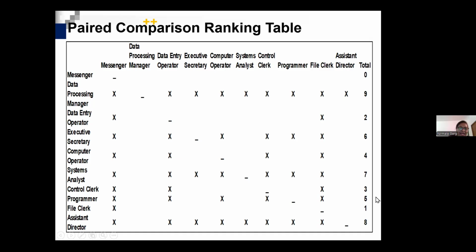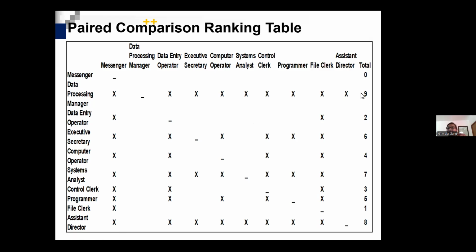So let us take assistant director. It's higher than how many jobs? Can you see it is here? 1, 2, 3, 4, 5, 6, 7, 8. So it is higher than 8 jobs. Which is the highest job here? Data processing manager. So now by using a paired comparison method, what have you done?